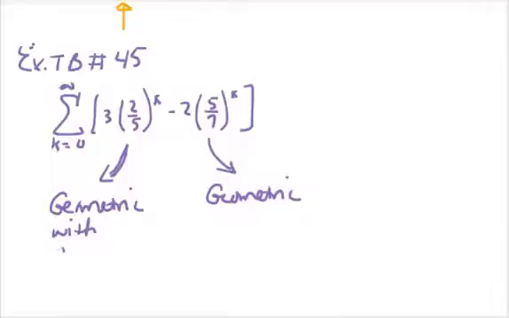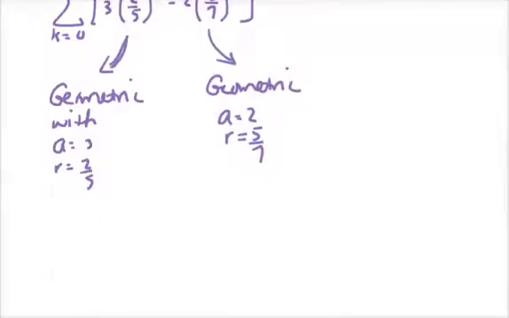But expand out the first few terms, or just recognize this is A, R to the K, right? So A is equal to 3, and R is equal to 2/5 in the first series. The second series, A is equal to 2, and R is equal to 5/7. So by the definition of geometric series, this one is going to converge to A over 1 minus R, which is simply 3 over 1 minus 2/5, which is equal to 5.